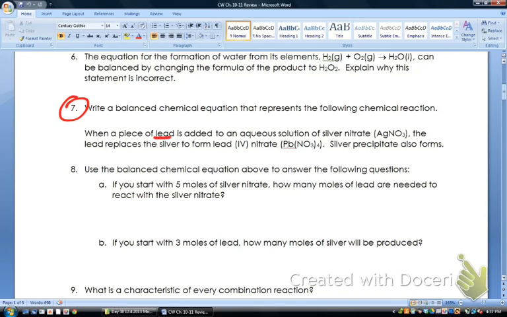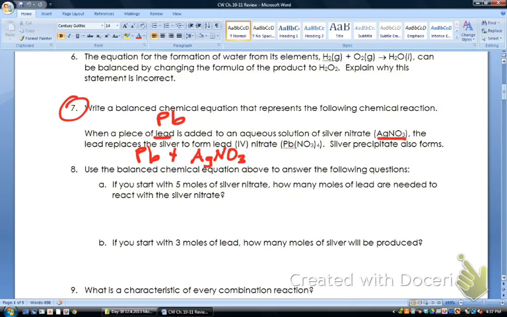It says a piece of lead, and the symbol for lead is Pb, is added to aqueous solution. Aqueous just means it's in a water solution of silver nitrate. So from there we can get our two reactants. We have Pb being added to silver nitrate.